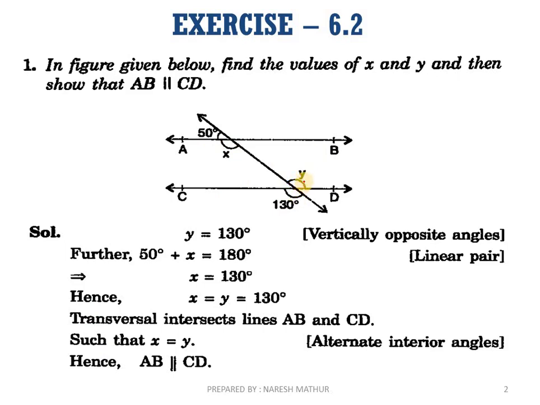So it's quite simple. We can write Y equals 130 because vertically opposite angles are always equal, and we need to find the value of X. Now we can write 50 plus X equals 180 degrees because of linear pair, so the value of X would be 130 degrees. Or we can do one more thing: as we have Y equals 130 degrees, we can write X equals 130 degrees directly because of alternate interior angles. So we can find the value of X and Y by any of the methods.